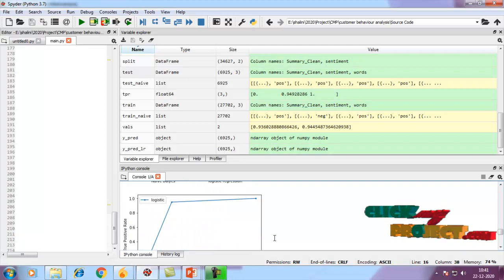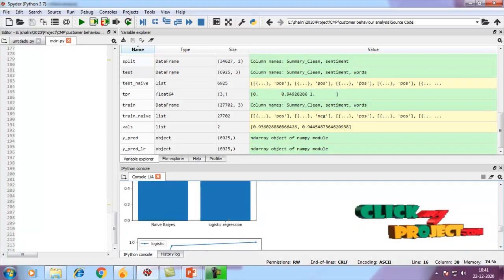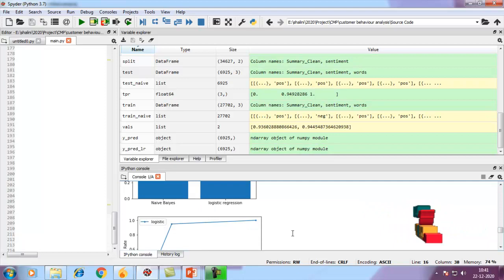After that, the ROC curve is displayed, showing the accuracy results in the form of a graph.